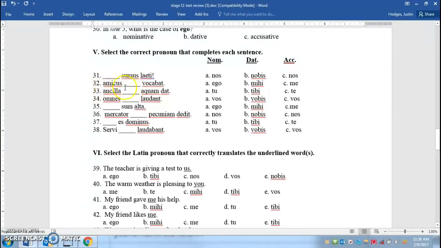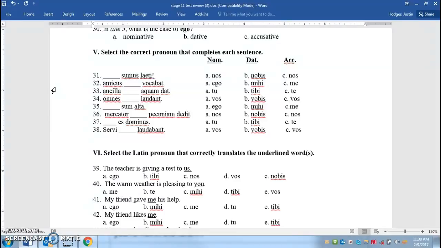"Amicus blank vocabat." First thing, look at the verb. Vocabat means "was calling." We have our subject here, the nominative noun amicus. So we need to know who is being called by the friend, who is receiving that action of calling. If something is receiving the action, that makes it a direct object, and that means it is accusative 99% of the time.